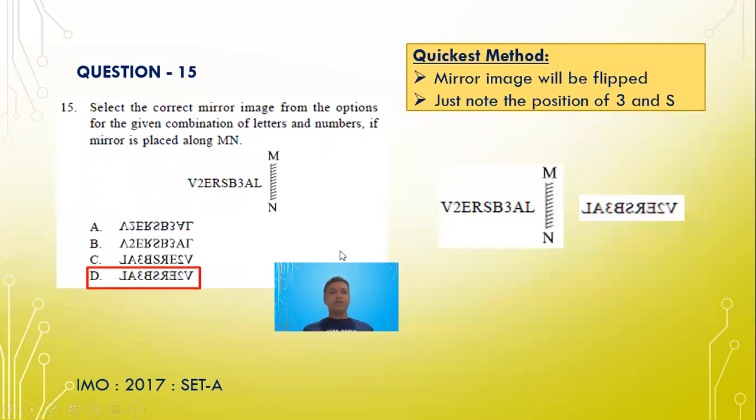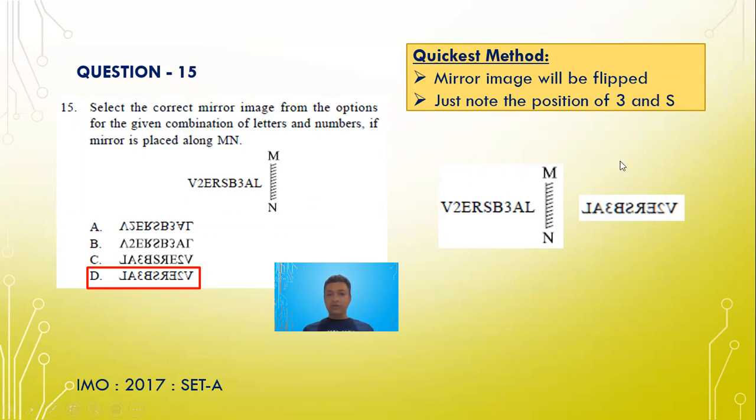Okay. Question number 15. Select the correct mirror image from the options for the given combination of letters and numbers if mirror is placed along MN. So again, mirror image. So a vertical mirror image will be flipped, isn't it? It will be vertically flipped. So this one will be vertically flipped.